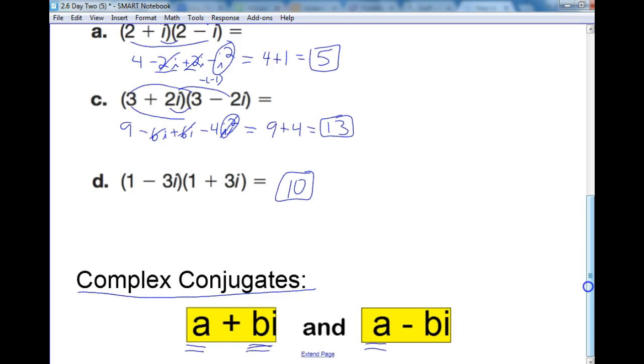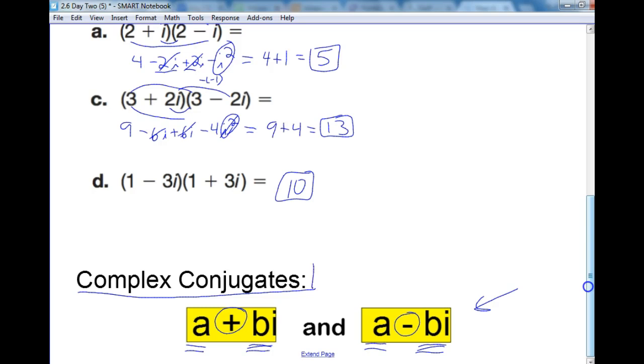A plus BI and A minus BI are exactly the same. The only thing that is different is the sign between the A and the BI. Otherwise, they are identical matches. You use complex conjugates, you use conjugate pairs in all levels of math, whether you're in complex numbers or in square roots, to rationalize the denominator, okay?